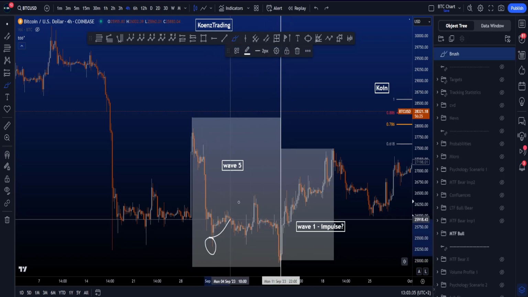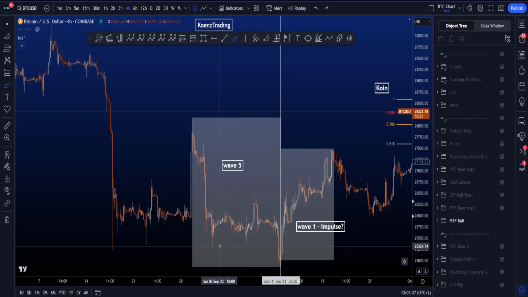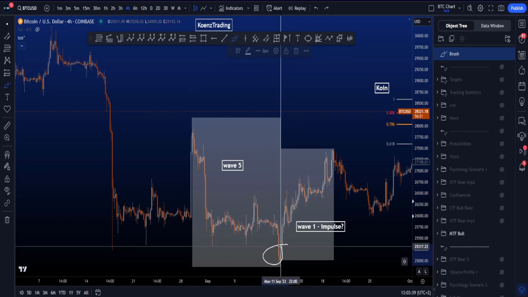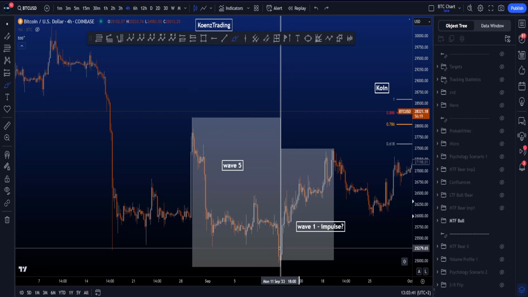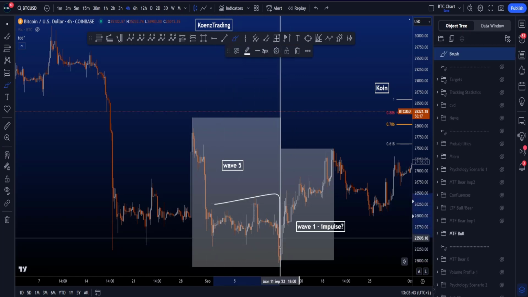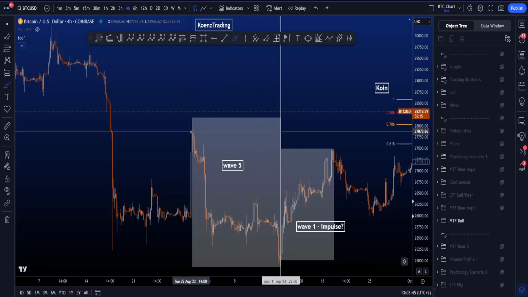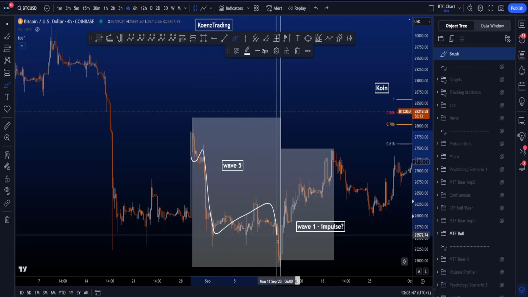If this was the end, then we want to see an impulsive structure to the upside, not this low being broken, which happened, so that is invalidated in that particular scenario, which means that this has to be then a wave 4 in a 1, 2, 3 sideways 4, and then a wave 5 towards the downside.